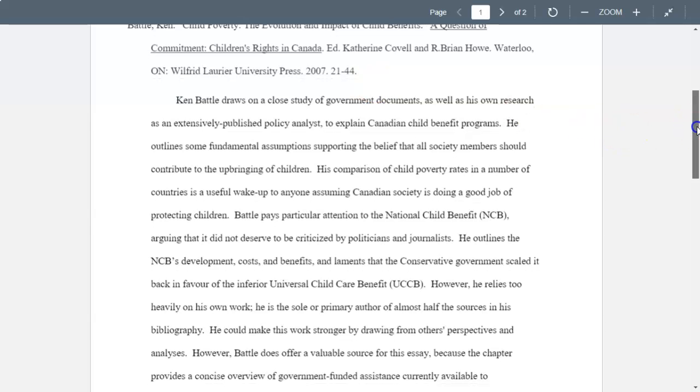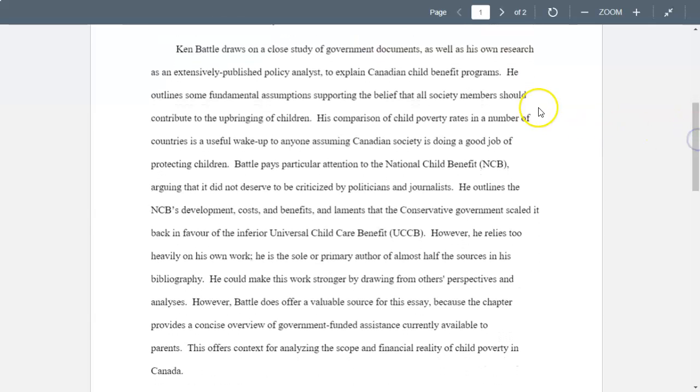Now, what does Ken Battle talk about in his article? He outlines fundamental assumptions supporting the belief that all society members should contribute to the upbringing of children. And then he compares some poverty rates. He looks at the national child benefit. All this writer of the annotated bibliography is doing is saying, this is what Ken Battle says in his article.